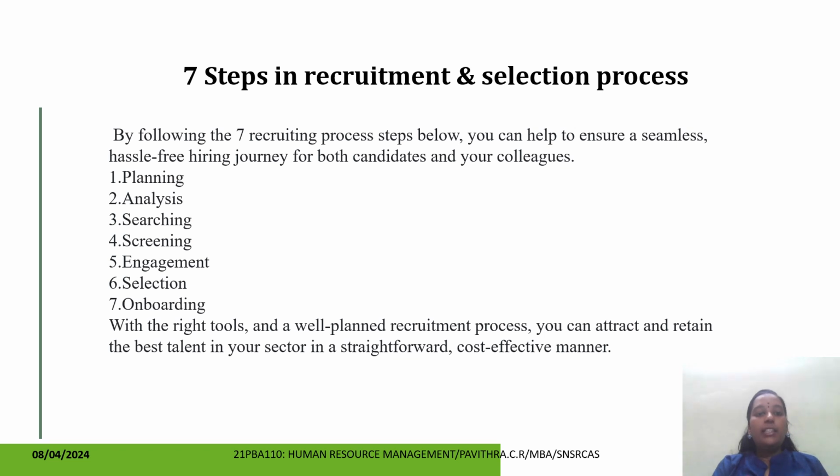The next stage would be searching. The searching stage is where, through various processes and platforms like advertisements, LinkedIn, Naukri, and various job searching websites, we would be screening out the best employee, and we would select the right employee and onboard those employees into the organization. So with the right tools and requirements and a well-planned recruitment process, you can attract and retain the best talent in the organization, in a straightforward and cost-effective manner as well.